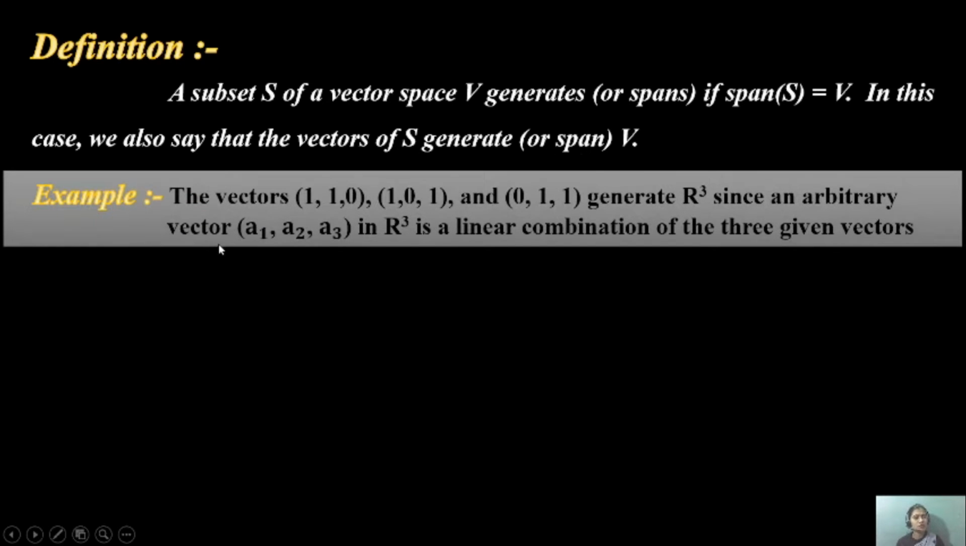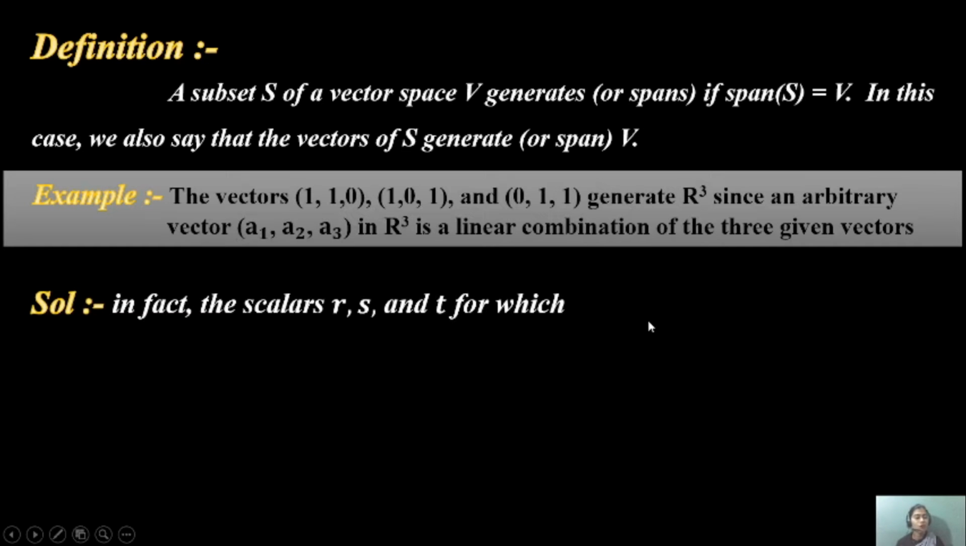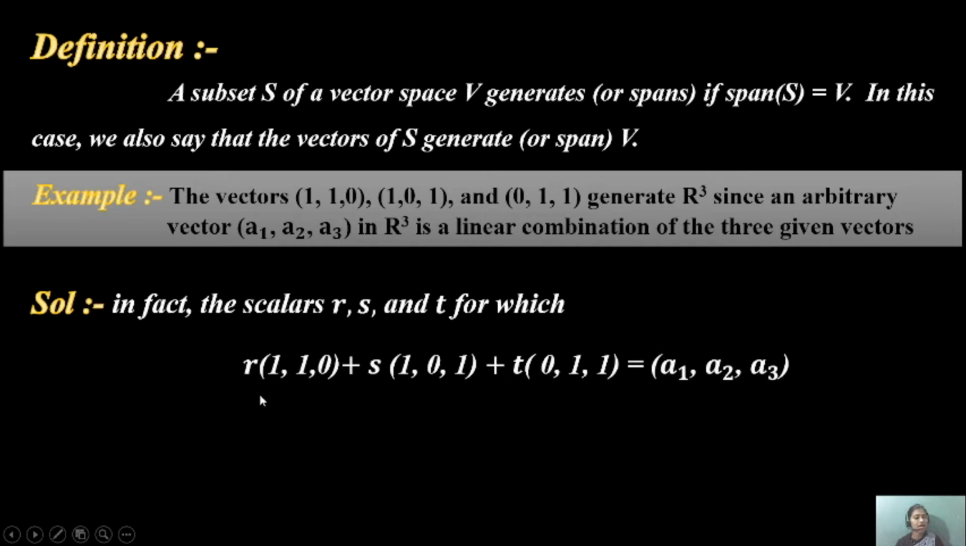The vectors (1,1,0), (1,0,1) and (0,1,1) generate R3. R3 means we consider vectors with 3 components. Since an arbitrary vector (a1, a2, a3) in R3 is a linear combination of the 3 given vectors, what is the solution of this equation? We need the scalars r, s and t, where r times (1,1,0), s times (1,0,1) and t times (0,1,1) give a1, a2 and a3 on the left hand side as well as the right hand side.